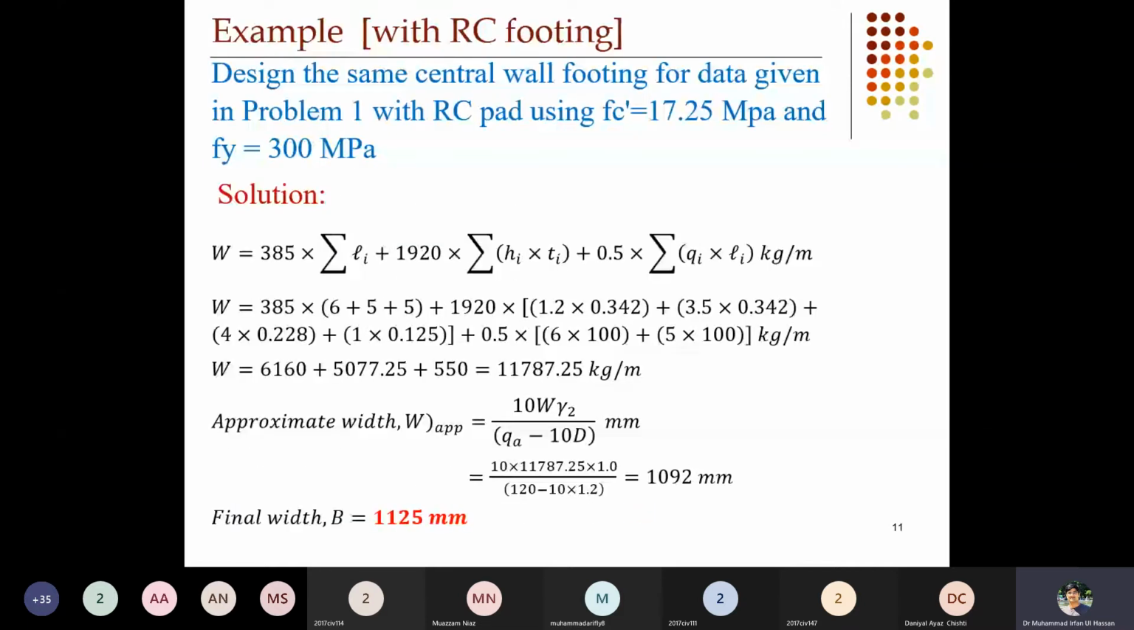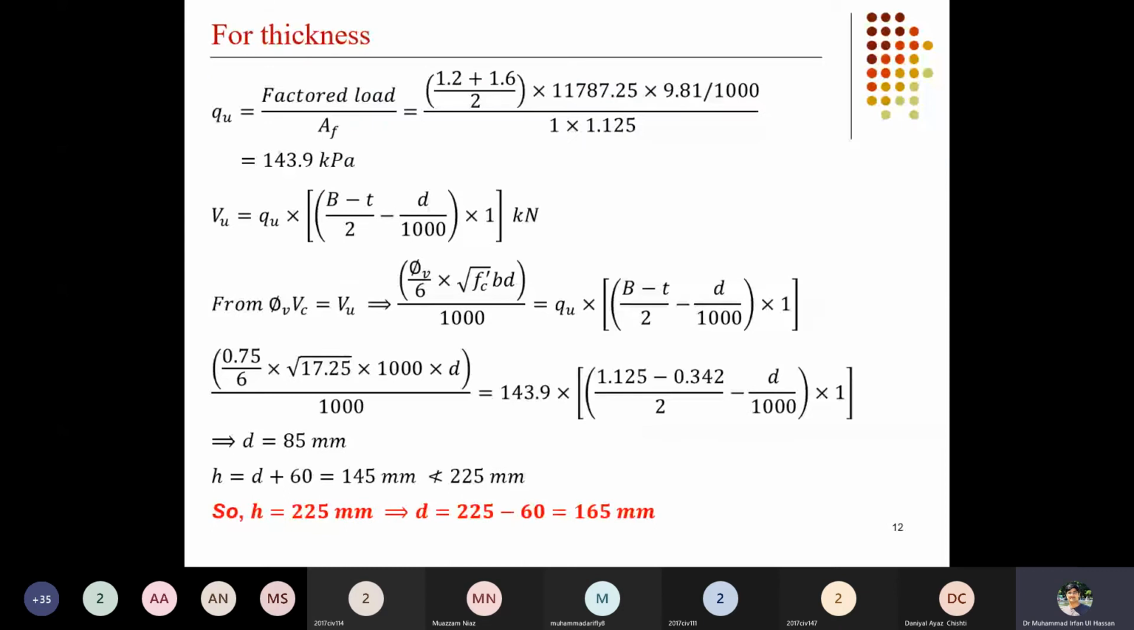Then you go for the thickness, and you have to compute now the allowable total load, factored load. So you take the load as a factored. We take here the average factor, because the load was applied as a whole, so the average factor is taken: dead load plus live load divided by 2. Because this is an approximate design of the footing, you take the factored load.